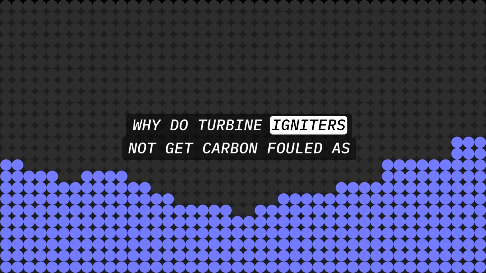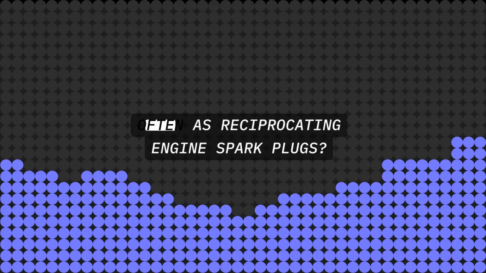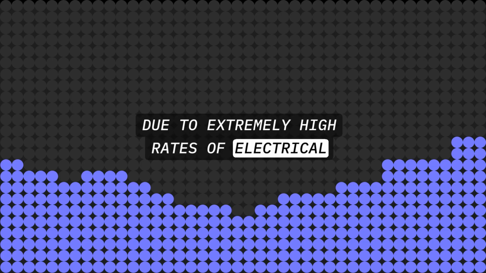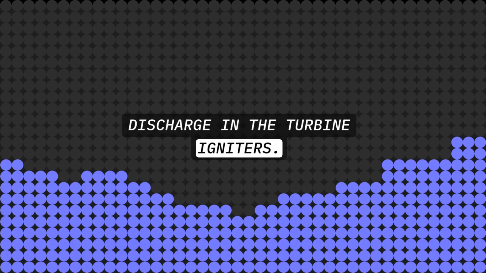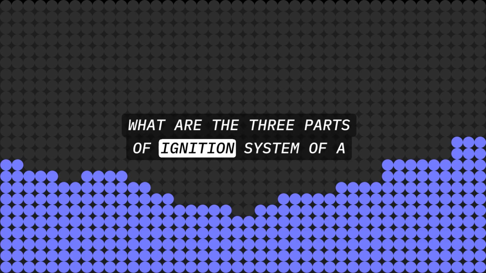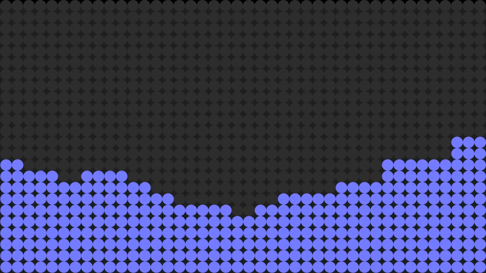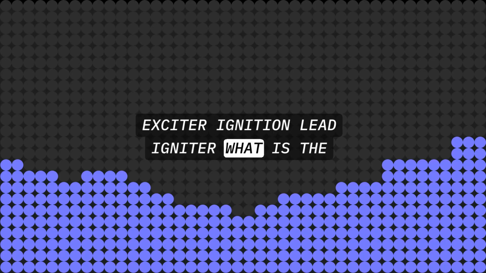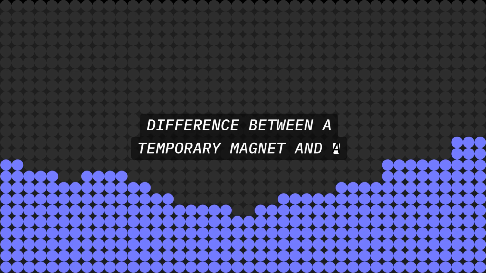Why do turbine igniters not get carbon fouled as often as reciprocating engine spark plugs? Due to extremely high rates of electrical discharge in the turbine igniters. What are the three parts of ignition system of a turbine? Exciter, ignition lead, igniter.